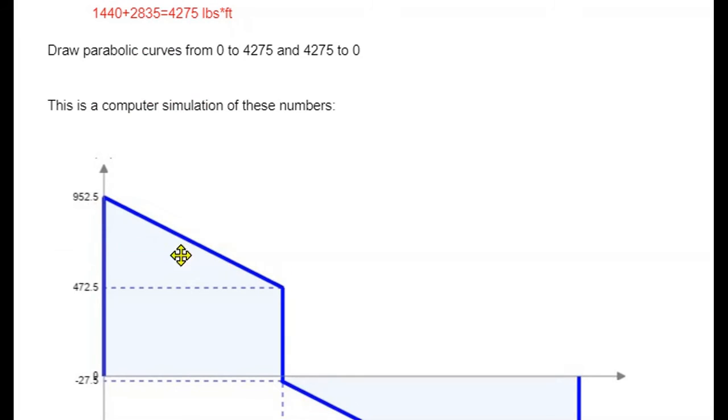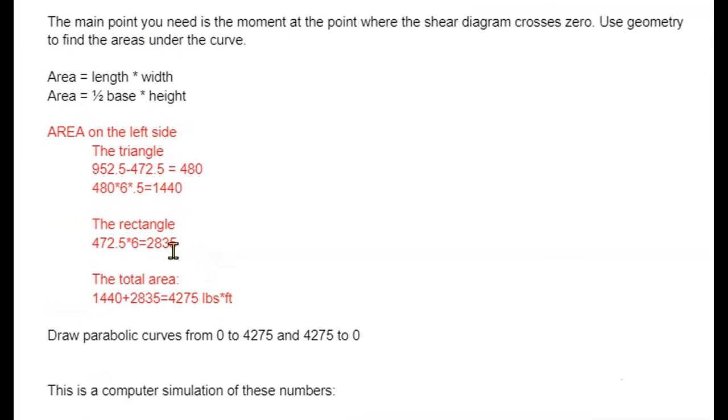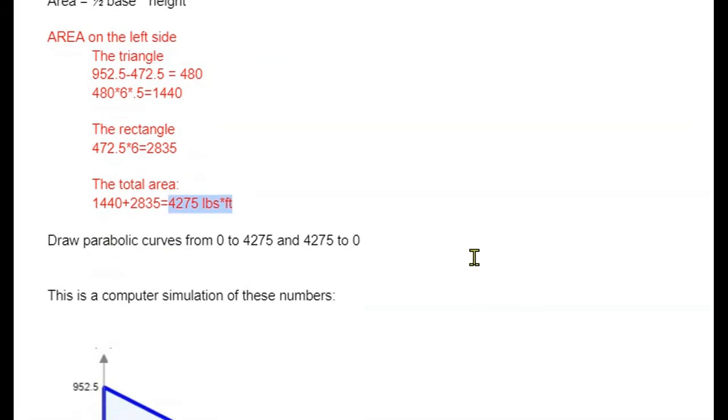What we find there is that you find the area of the triangle, and you find the area of the rectangle, and then you add those two together, and that's how I found the total moment, which is the area under the curve. Basically, we're doing an integral with a graph, okay? And then we draw in the parabolic curve from 0 to that moment, and from that moment down to 0 again. So I ran a computer simulation of these same numbers, and this is what it looked like.